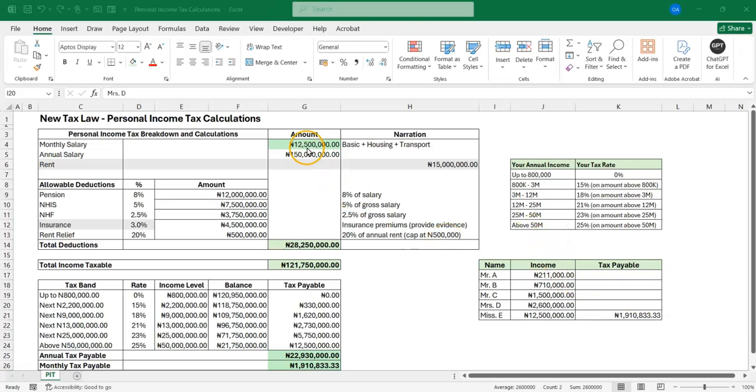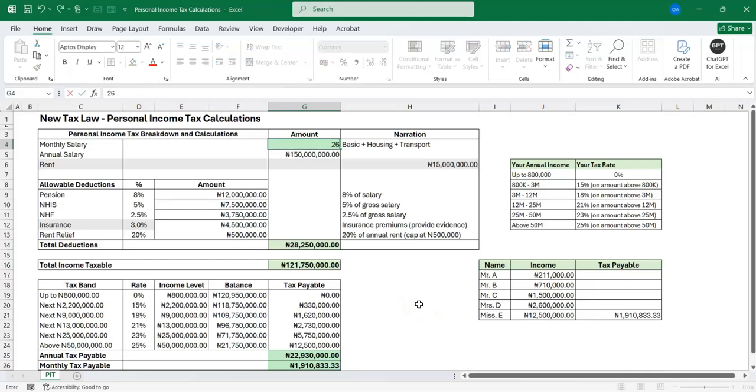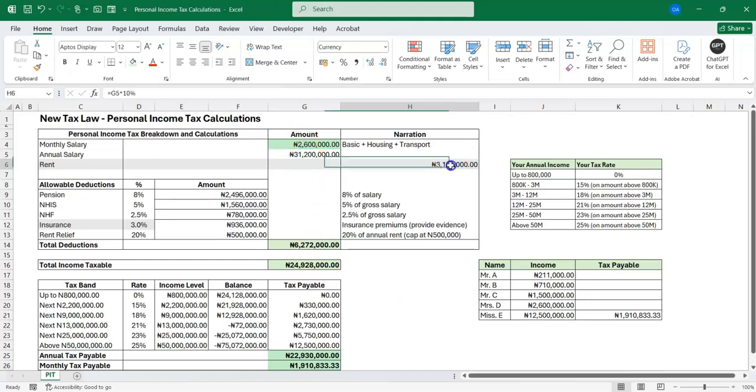So we can come here to say, okay, she earns 2.6 million. We can just put 2.6 million naira here, and all of these automatically are updated. You can see these are annual income, these are annual rent. I just assume it to be 10% of our income. And then all this also is calculated.